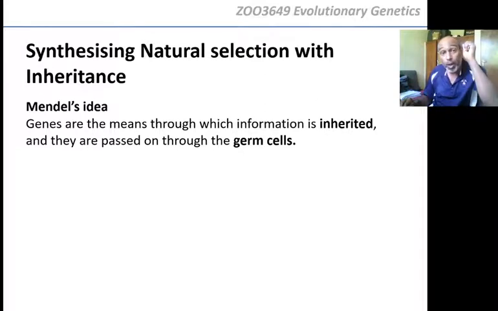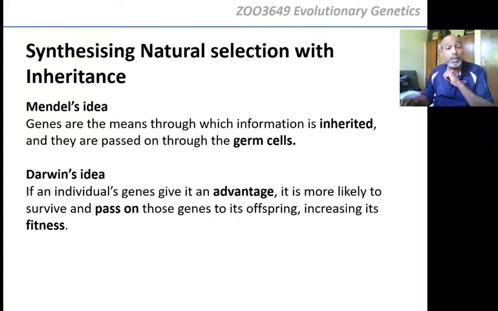So Mendel figured out how the information is inherited, and they pass through the germ cells. Okay? What was Darwin's idea? Darwin's idea was that if an individual's genes give it an advantage, it is more likely to survive and pass on those genes to the next generation. And that means increase its fitness. If you pass your genes to the next generation, you have a high fitness. So you see here, both ideas have a common thread. And you know what that is? It's the gene, right?